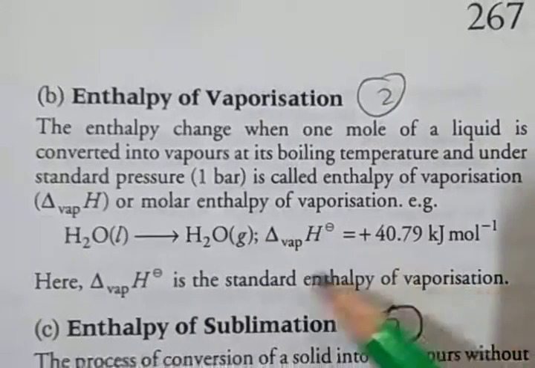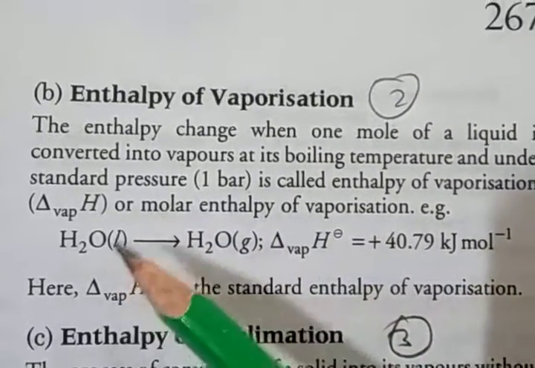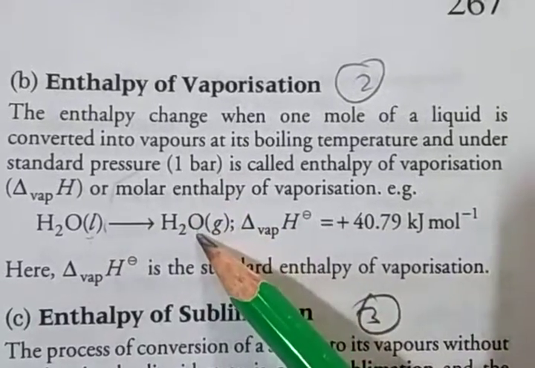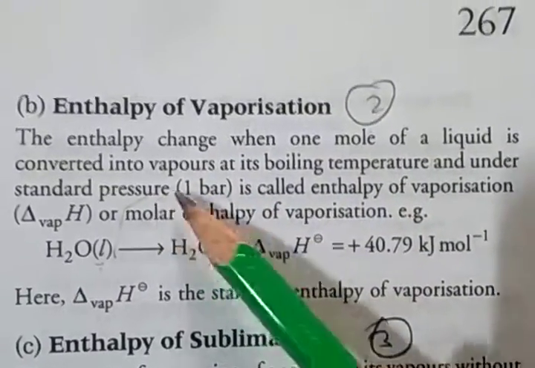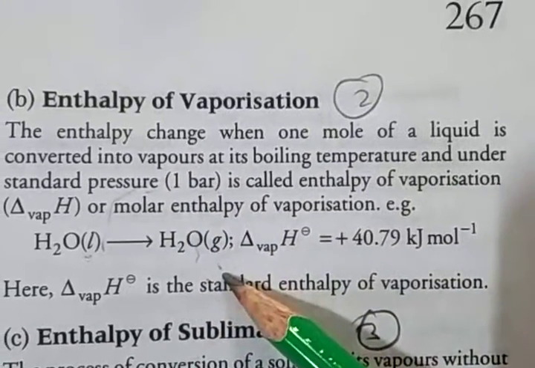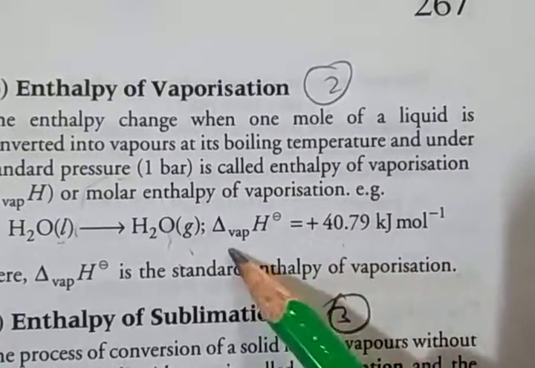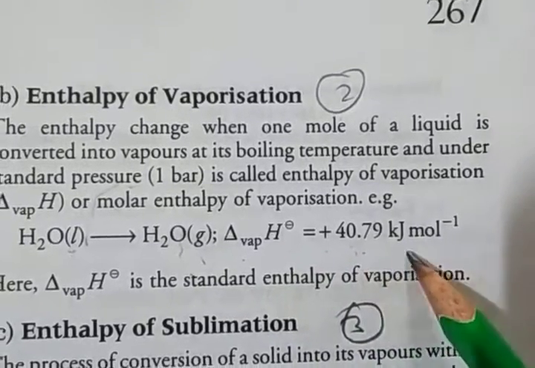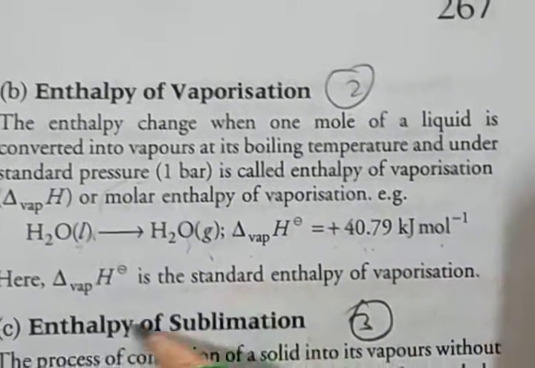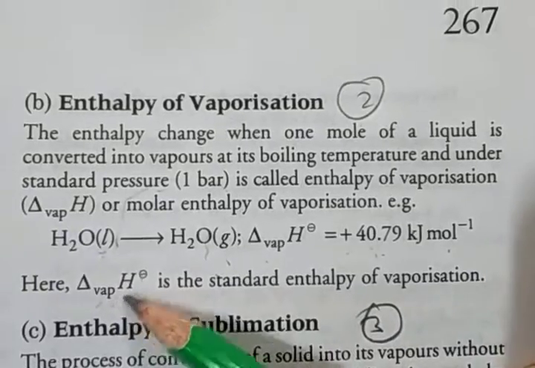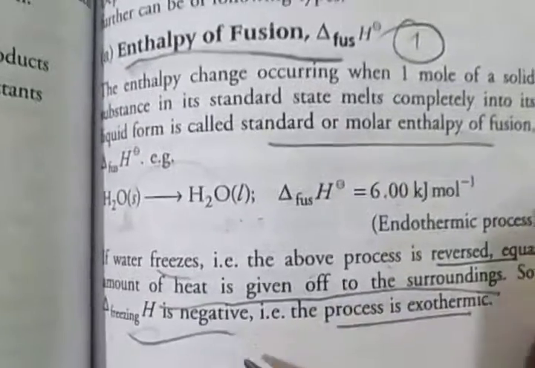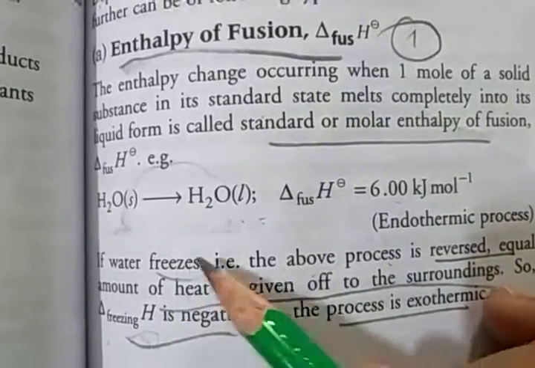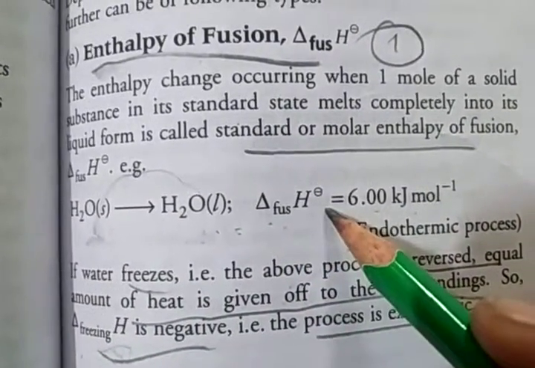Clear? Next is enthalpy of vaporization. It is the enthalpy change when 1 mole of liquid is converted into vapor at its boiling temperature under standard pressure. So it is called enthalpy of vaporization, and the molar enthalpy of vaporization here is plus 40.79 kilojoule per mole, denoted by delta vap H. And enthalpy of fusion is denoted by delta fus H negative.